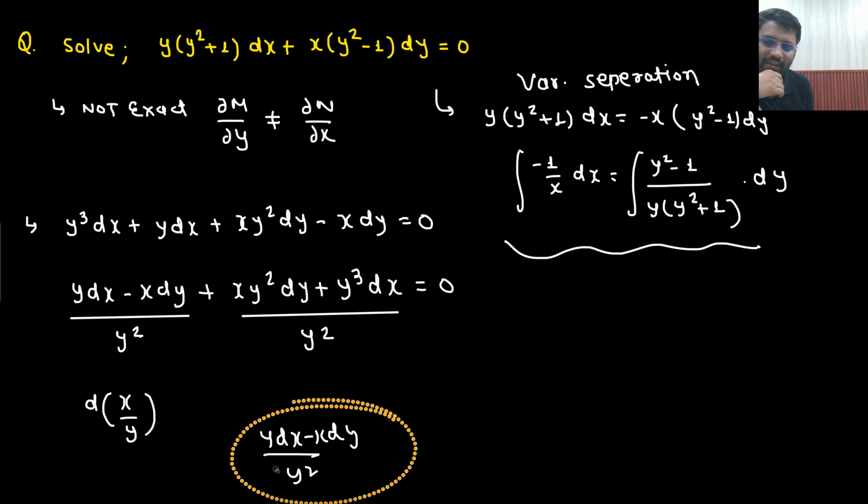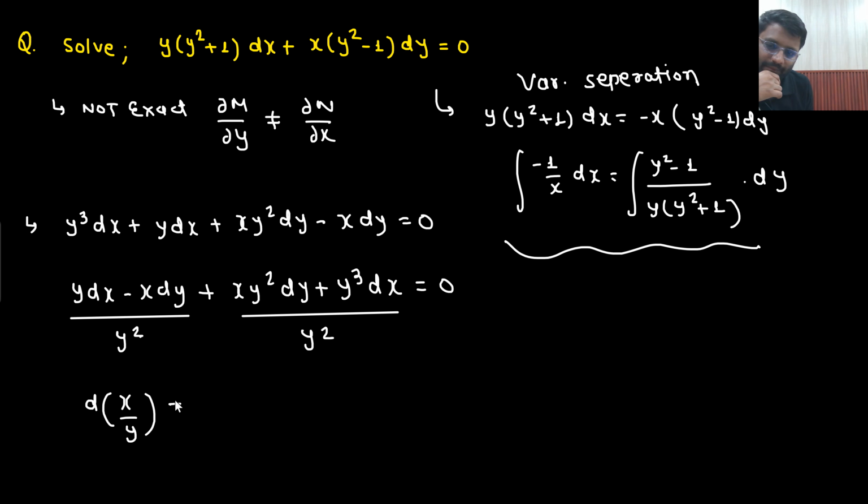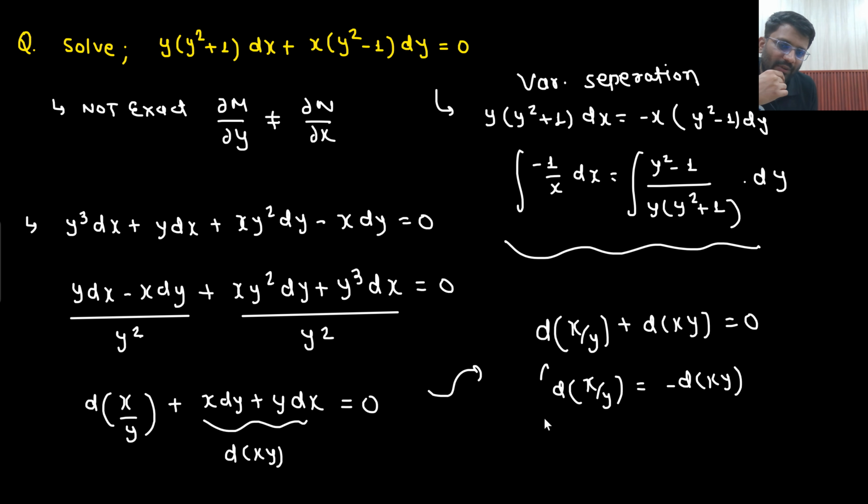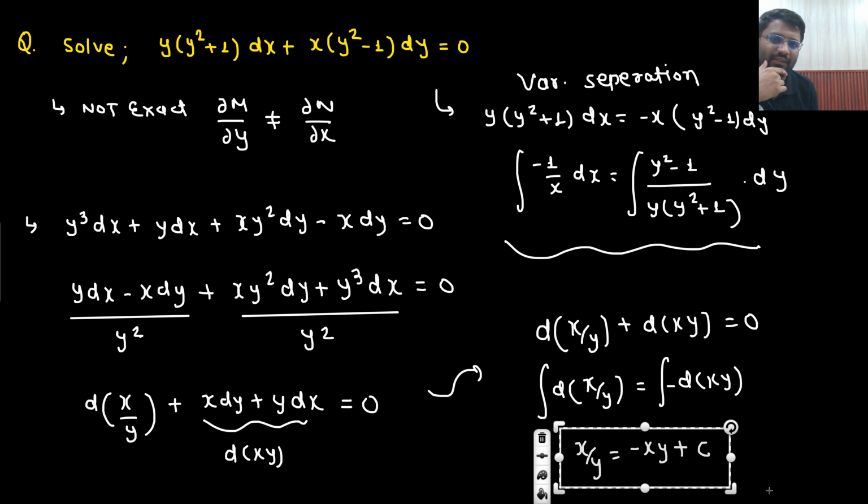So it will be d of x by y plus, here this y square will get cancelled out, so x dy plus y dx. Now what is x dy plus y dx? That is nothing but d of xy. This equals 0. So from here, d of x by y plus d of xy equals 0. So d of x by y equals minus d of xy. Integrate both sides. What answer will you get? x by y equals minus xy plus constant. There you go. This is the answer.